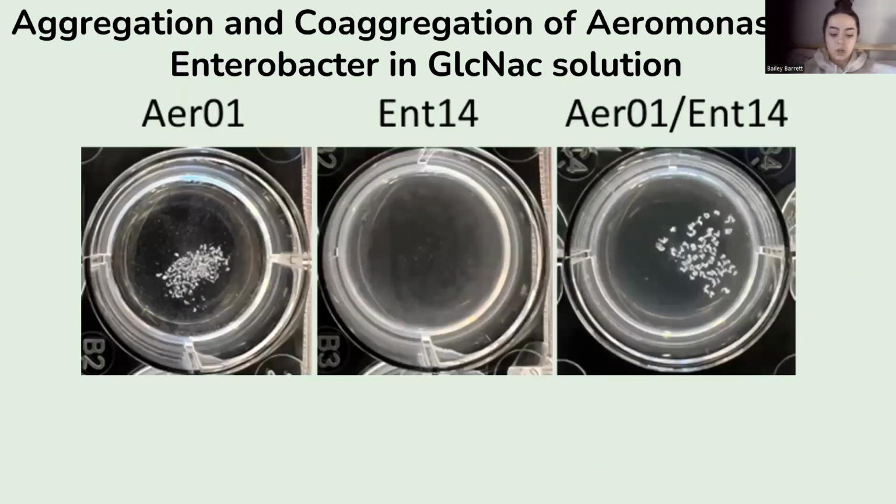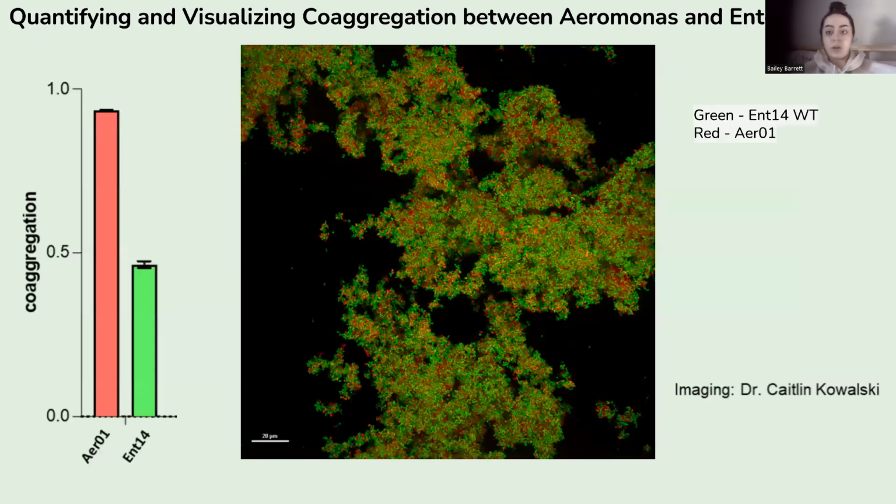We have also performed this same assay in solution in wells. Here Aeromonas aggregates by itself, and Enterobacter is planktonic. However, when they are added to a well together, Aeromonas and Enterobacter actually participate in co-aggregation. So here's what that looks like. As you can see, there are good amounts of both red and green bacteria, and there are not many green bacteria floating around in the black regions.